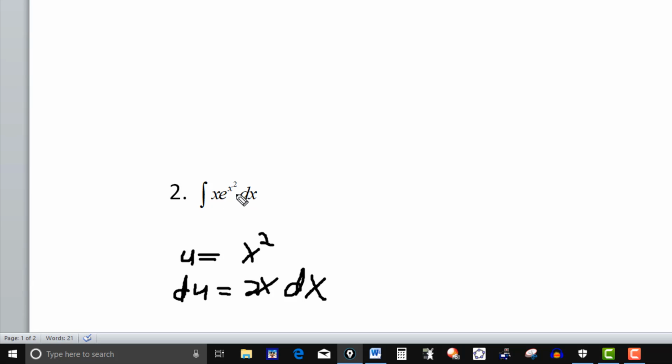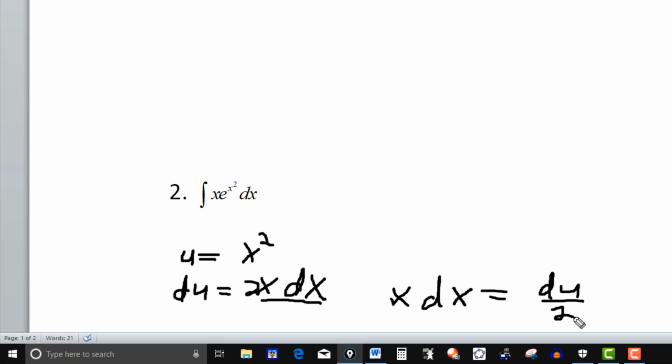Now if you have a constant, that's okay, because you can always bring out a constant. So here you have x dx, that product is right here. So I can say that x dx, dividing both sides by 2, is du over 2. So now I have an expression for that.